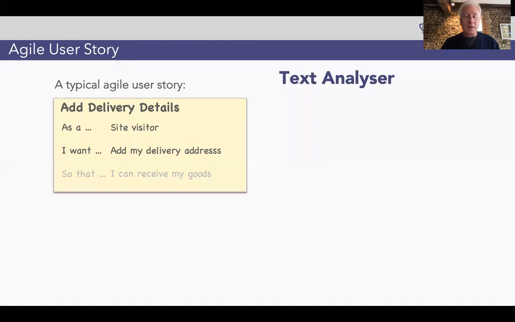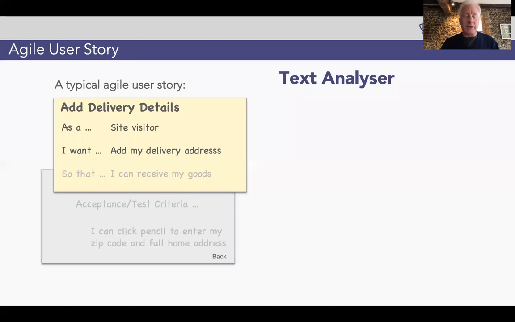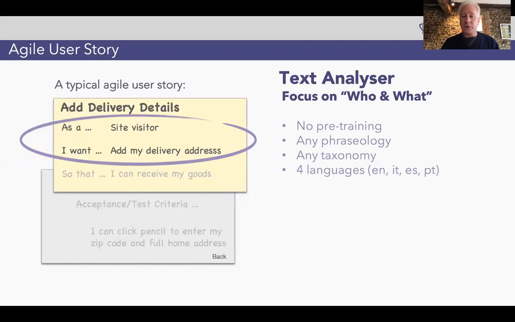exercise. That was 3 years ago, and what we've developed is a text analyzer that will look at the requirements of user stories, focusing on the who and the what of the user story. And without any pre-training, you just import your user stories, press the button, and it will deal with pretty much any variation of English and 3 other languages as well.